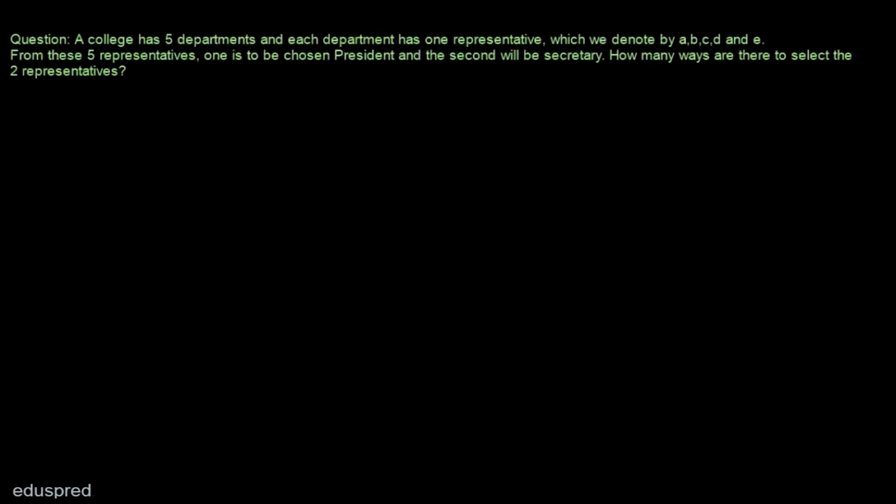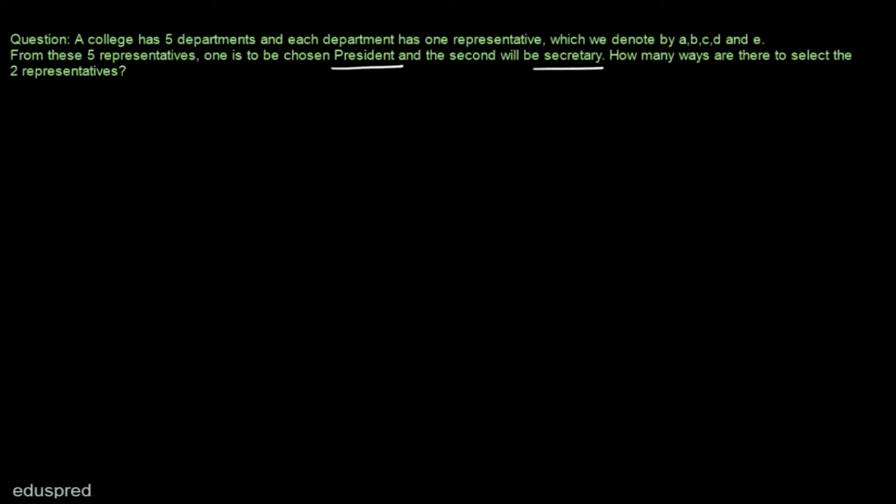In this video, I'm going to solve this question. A college has 5 departments and each department has one representative, which we denote by A, B, C, D and E. From these 5 representatives, one is to be chosen president and the second will be secretary. How many ways are there to select the 2 representatives?